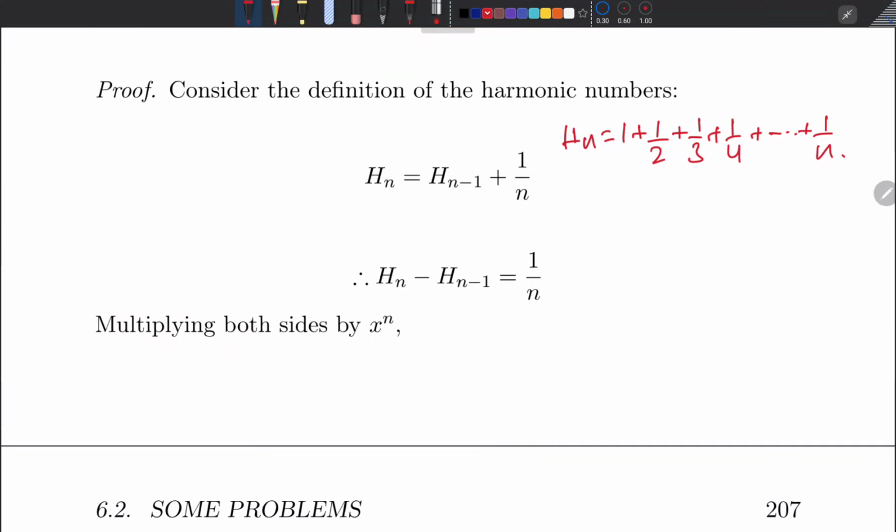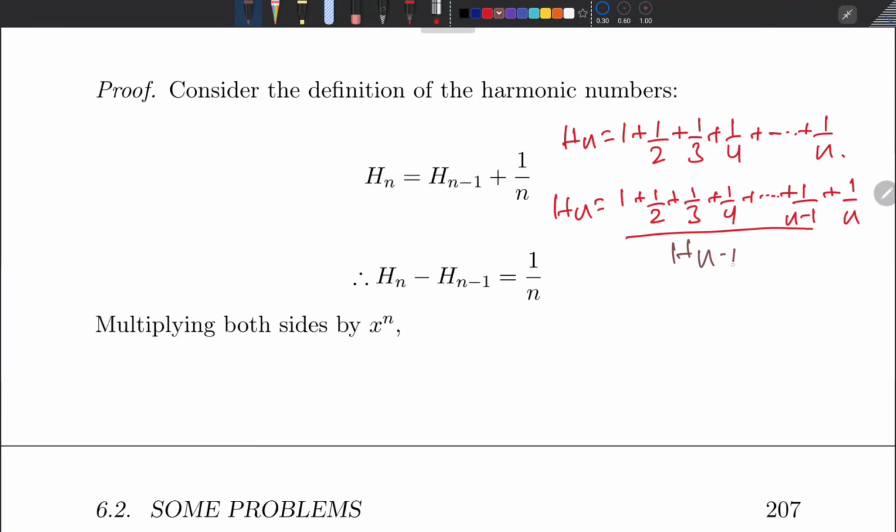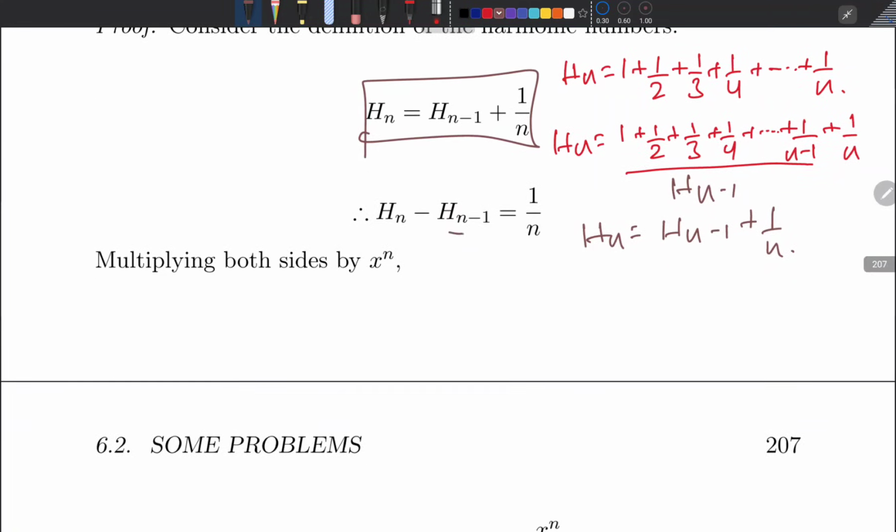And now what I can do here is h sub n can also be written as 1 plus 1 over 2 plus 1 over 3 plus 1 over 4 plus dot dot dot, going up to 1 over n minus 1, plus 1 over n. And this very part can also be written as h sub n minus 1. So basically h sub n equals h sub n minus 1 plus 1 over n, and that's what is just written over there, right? And now we can just subtract h sub n minus 1 from both sides. So that's going to give us this very equation.